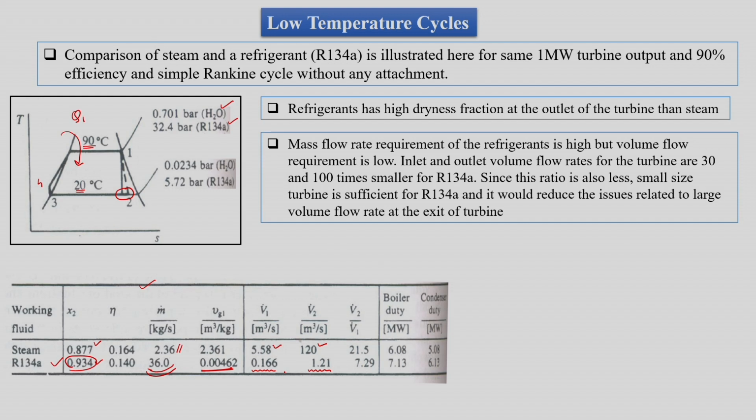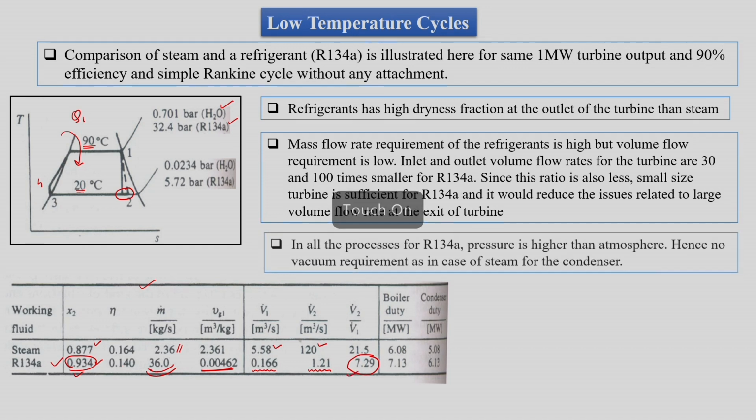Similarly, volume flow rate at the exit of the turbine is low in the case of refrigerant in comparison with steam. So, the exit to inlet volume flow rate ratio is very small for the refrigerant. This gives us a very small requirement for a turbine. The turbine becomes compact since the volume flow rate is small in comparison with steam. So, we can notice these two as advantages of the use of refrigerant.